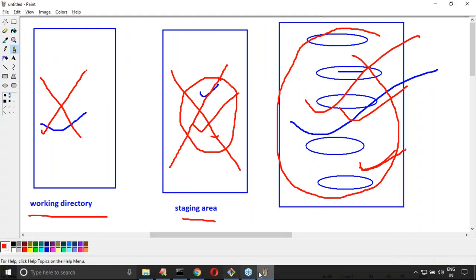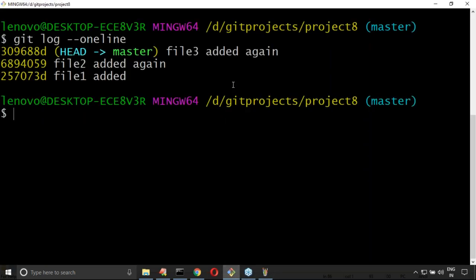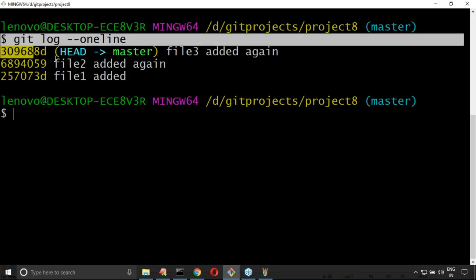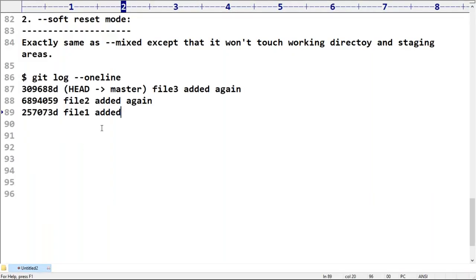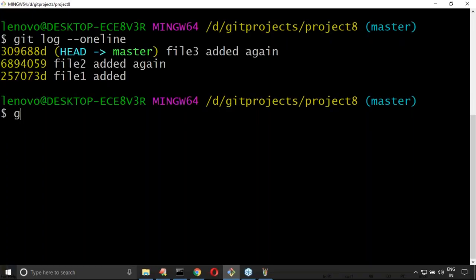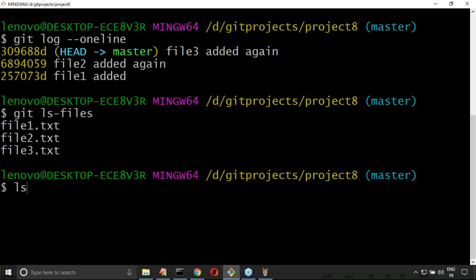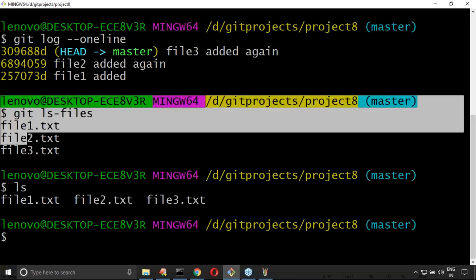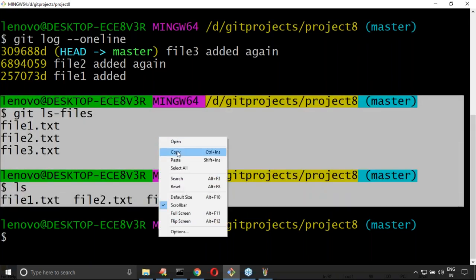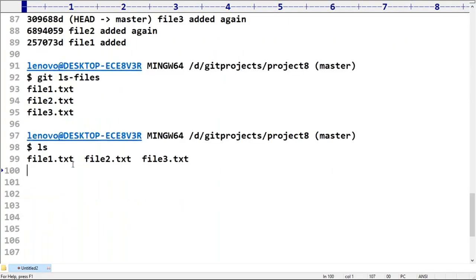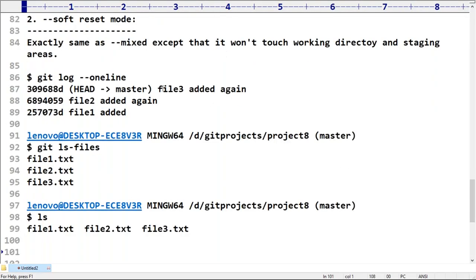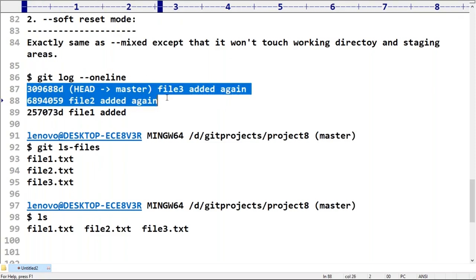Now observe carefully. If I use git log, how many commits are there? Three commits are there. Now git ls-files: in the staging area, how many files are there? Three files. In the working directory, how many files are there? Three files are there. Now my requirement is to remove these two commits.